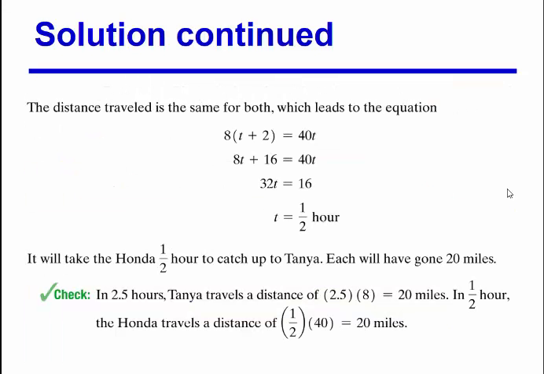So then the distance traveled is the same for both. So 8 times t plus 2 is equal to 40t, which ends up being 32t is equal to 16, and t is equal to 1/2 hour. So it'll take the Honda half an hour to catch up to Tanya, and each will have gone 20 miles. Now, in 2.5 hours, Tanya will have traveled a distance of 20 miles, and in half an hour, the Honda will travel a distance of 20 miles.